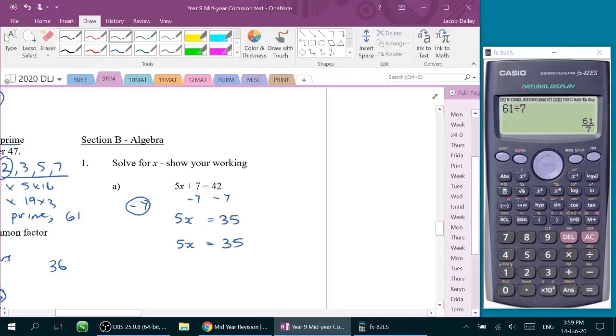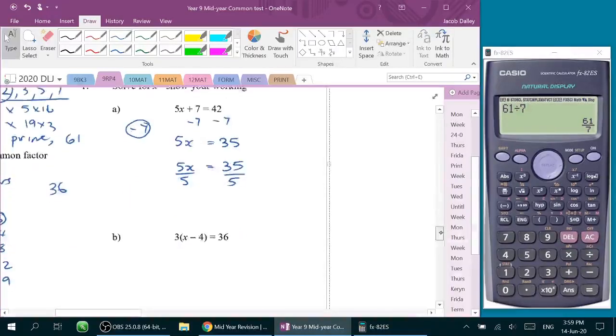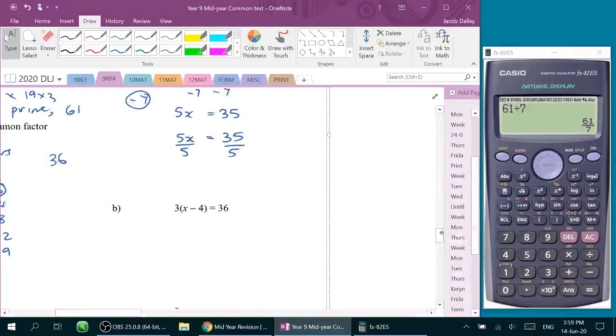So next step is to divide by 5, both sides, because 5x means 5 times x, so we want to reverse timesing by 5, so we divide by 5. And that's going to leave us with our final answer of 7.